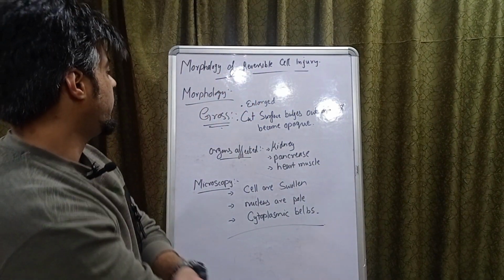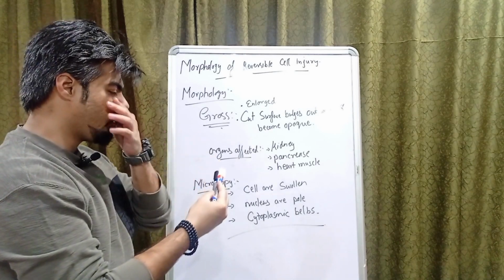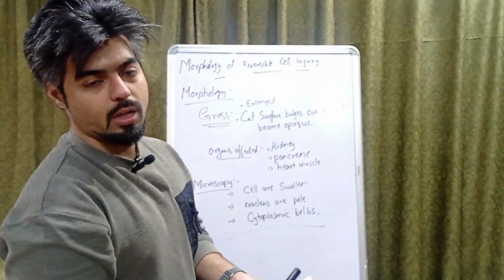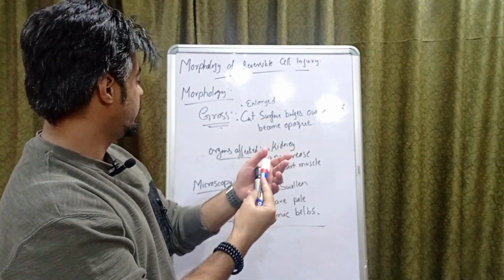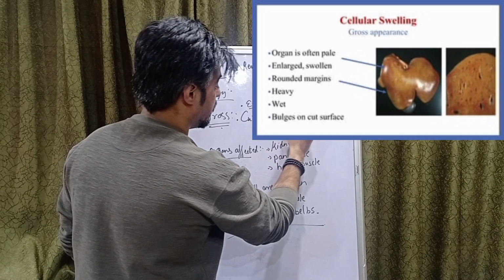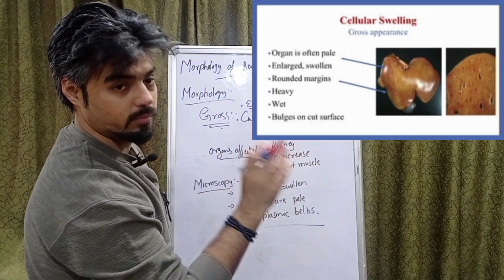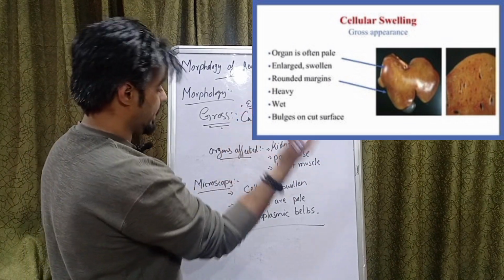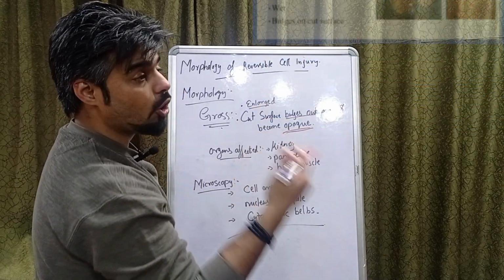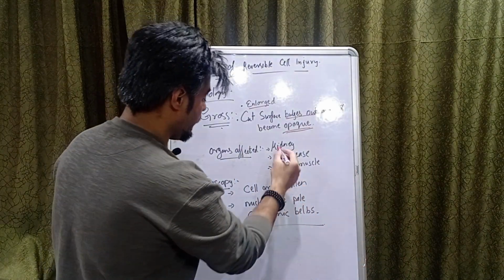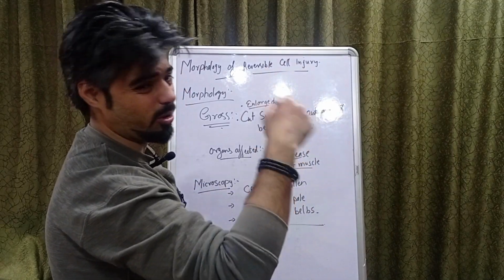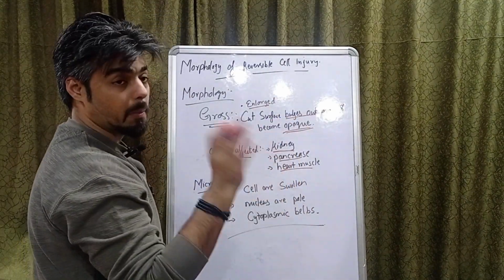So guys, coming to the morphology, first of all we will see the gross. The gross is simple. Obviously, once there is accumulation of fluid and water, the organ will look enlarged, and the cut surface will bulge outwards and become opaque. Now we will see what organs are affected. It can be kidney, pancreas, heart muscle, spleen, and the list goes on.